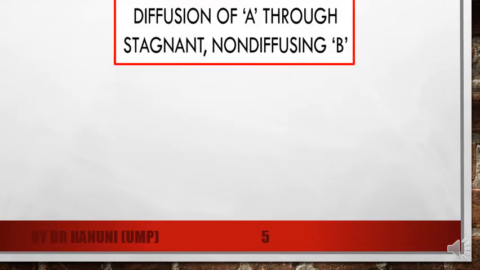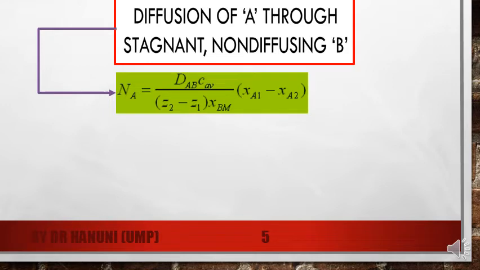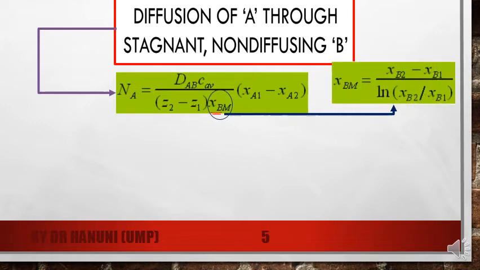Okay, the next part is diffusion of A through stagnant non-diffusing B. Still the same, in this condition only one solute, solute A, diffuses through non-diffusing B, where B cannot diffuse through A. It is the same type of mechanism we learned in gas diffusion. So for this case, the equation is here, where we also have a new additional parameter: the XBM term at the bottom. What does the XBM term mean? XBM can be derived through this equation.